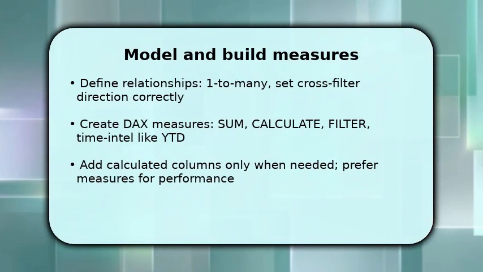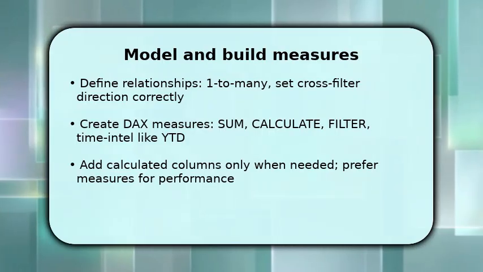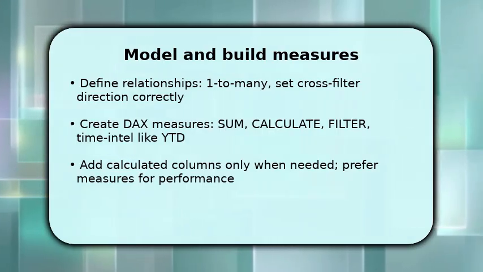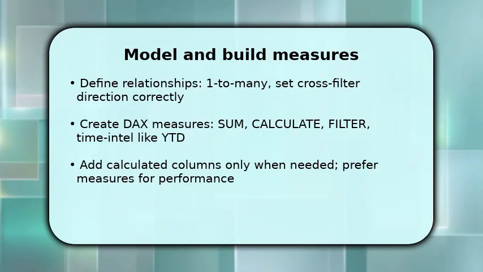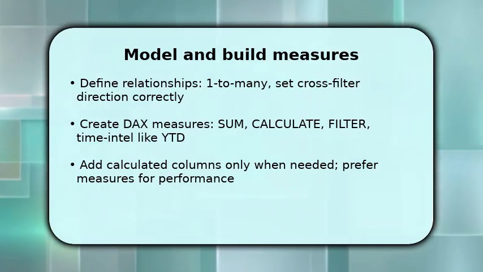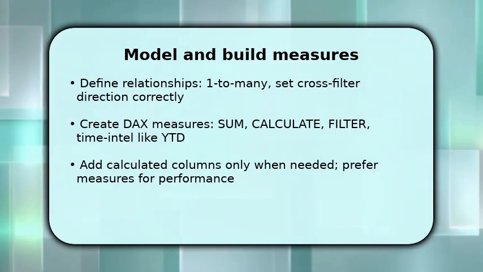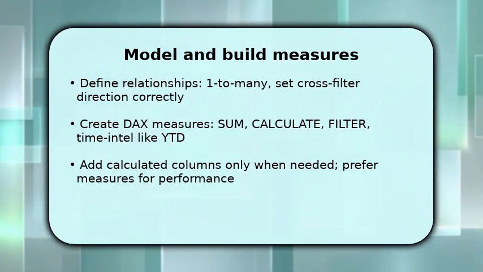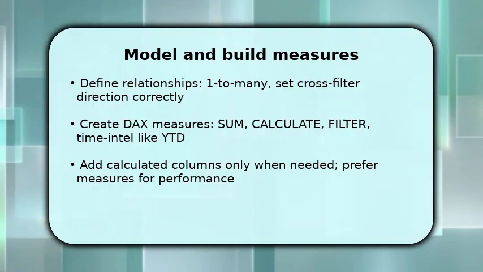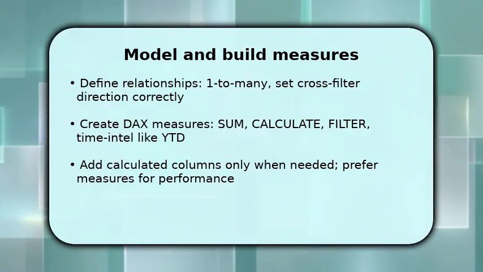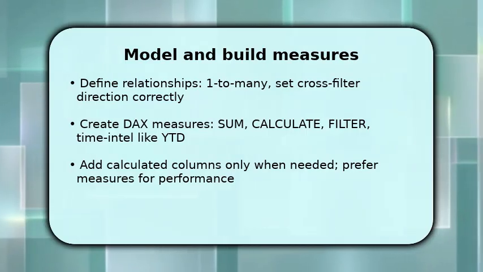Now you focus on modeling and measures to power accurate visuals. Link tables with one-to-many relationships and set cross-filtering so slicers work as expected. An ambiguous direction breaks filters. Next, write DAX measures for sums, ratios, and time intelligence. Use Calculate to change filter context, and limit calculated columns to avoid bloat.